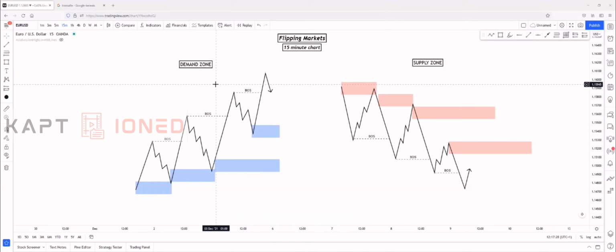Okay, move on. It has to break structure or change character. We'll talk about change of character in the entry unit. And finally, it has to create or collect liquidity. So we have three criteria for a supply and demand zone.